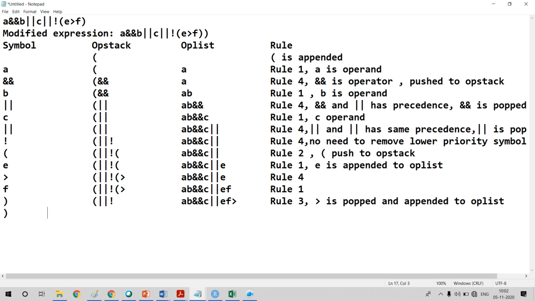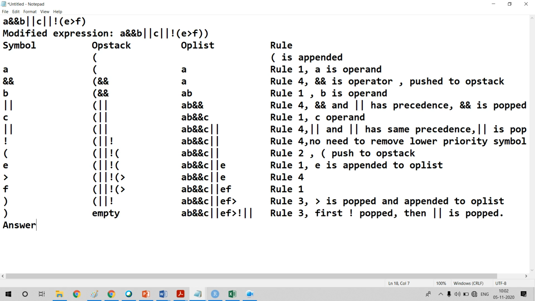The next symbol is bracket close. The rule number 3 says that you have to remove all the operators till the corresponding left parenthesis. Removed symbols must be added to the OP list. So first negation is removed. The next, or is removed. This is as per rule number 3. First negation is popped, then or is popped. These popped symbols must be added to the OP list, that you have to remember.